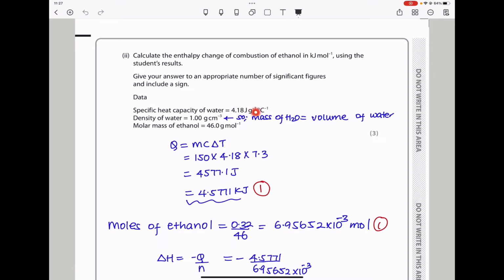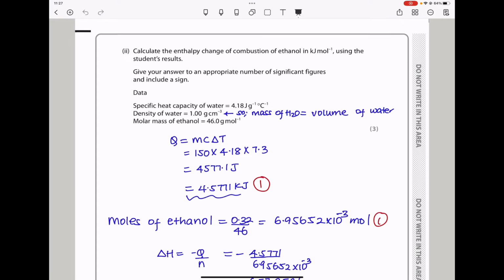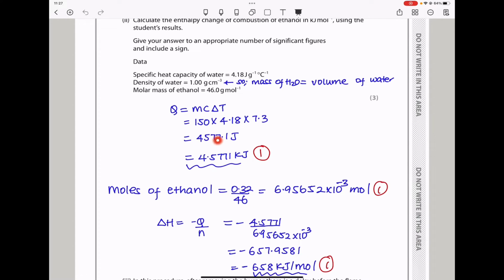So the given c is 4.18, and the temperature change we calculated was 7.3. So when we calculate, we get this. Remember, calculating gives you the answer in joules, not kilojoules. To convert the joules to kilojoules, you have to divide by 1,000. And again, I advise students to divide, because if you do not convert the answer to kilojoules, you're going to forget when you're calculating ΔH.